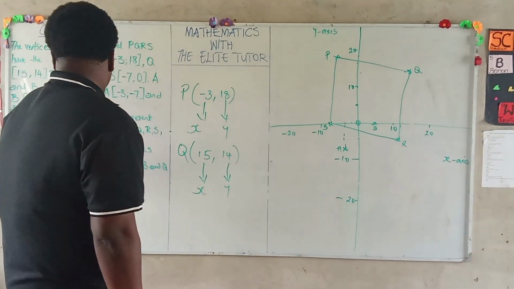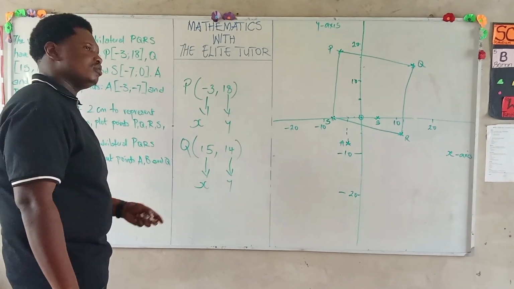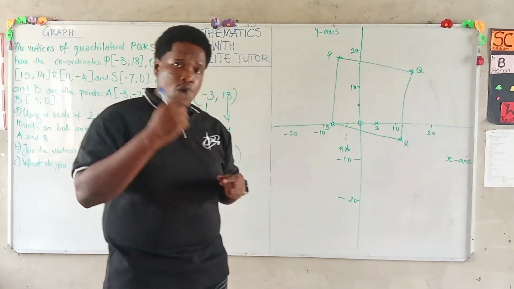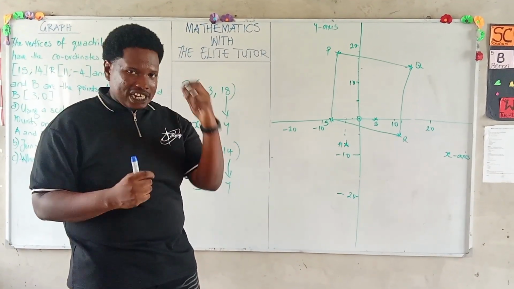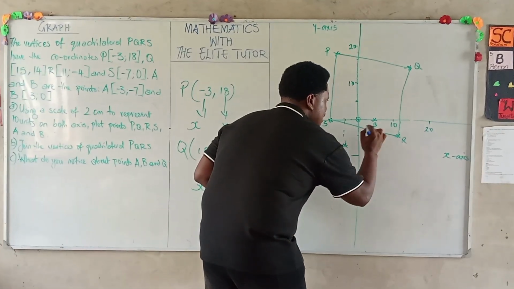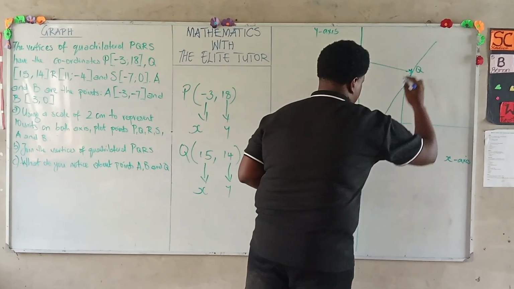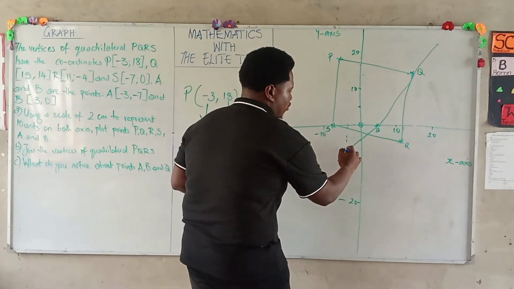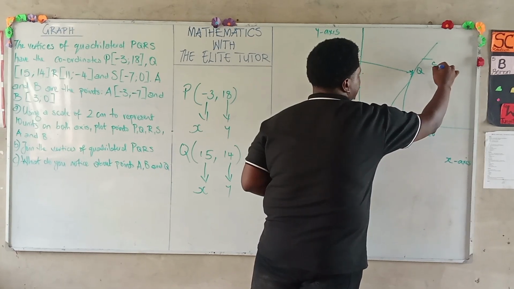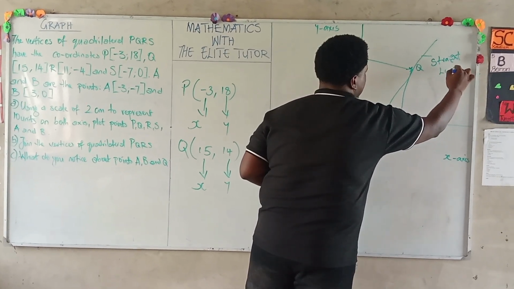Now, he said, what do you notice about points A, B, Q? You can't give your observation on points A, B, Q without joining the points. So the next step is to join the points in order for us to give our observation. So go ahead to join the points A, B, and Q with a ruler. If you join it very well, you're going to see that points A, B, and Q give us a straight line.